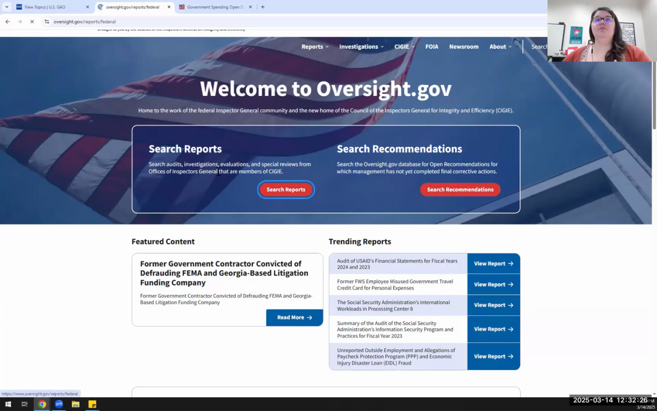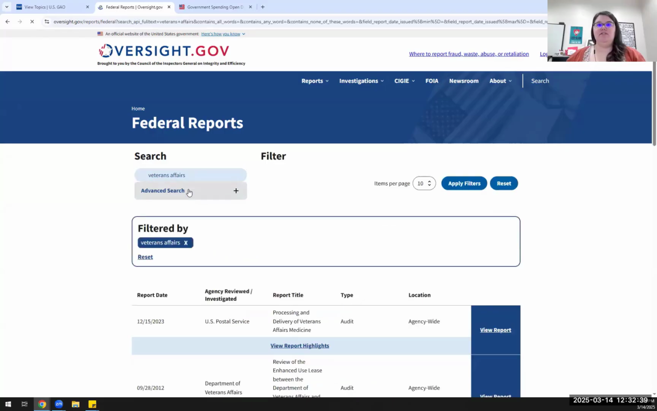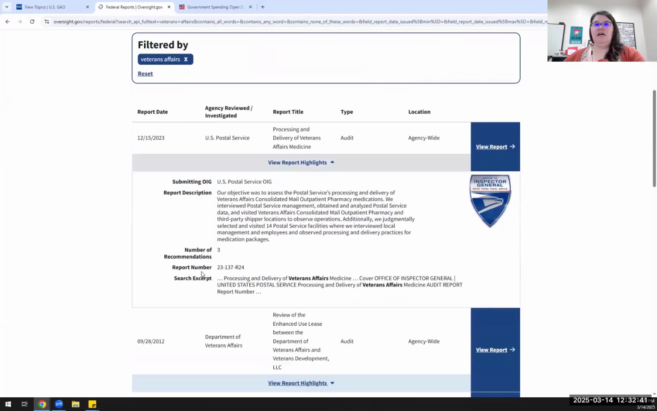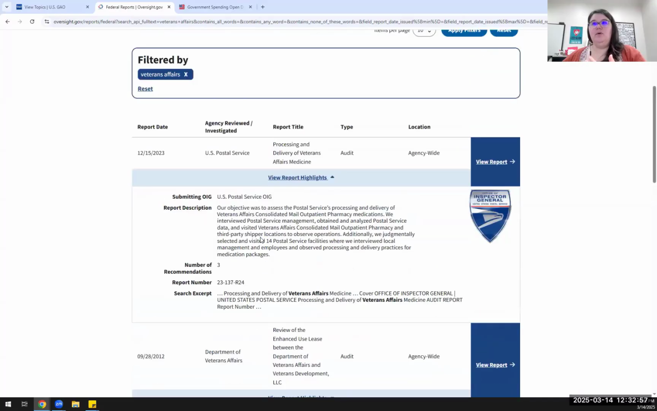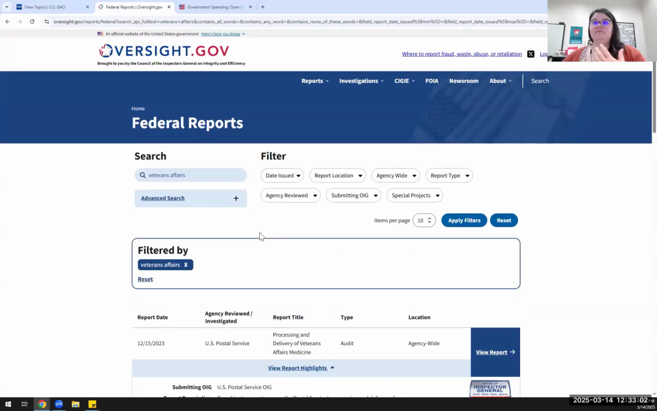So for example, if we were going to search reports on Veterans Affairs, you can see filters and different types of things coming through. You'll notice there are some fairly recent reports from the Office of the Inspector General about the Veterans Affairs Consolidated Mail Outpatient Pharmacy Medications, right? And you can actually go and view the reports and pull up things that are going through here, okay?